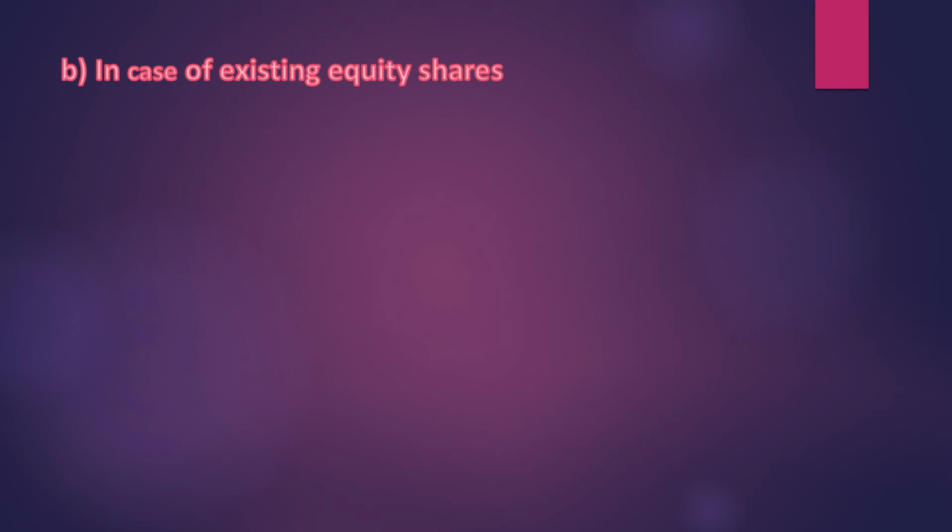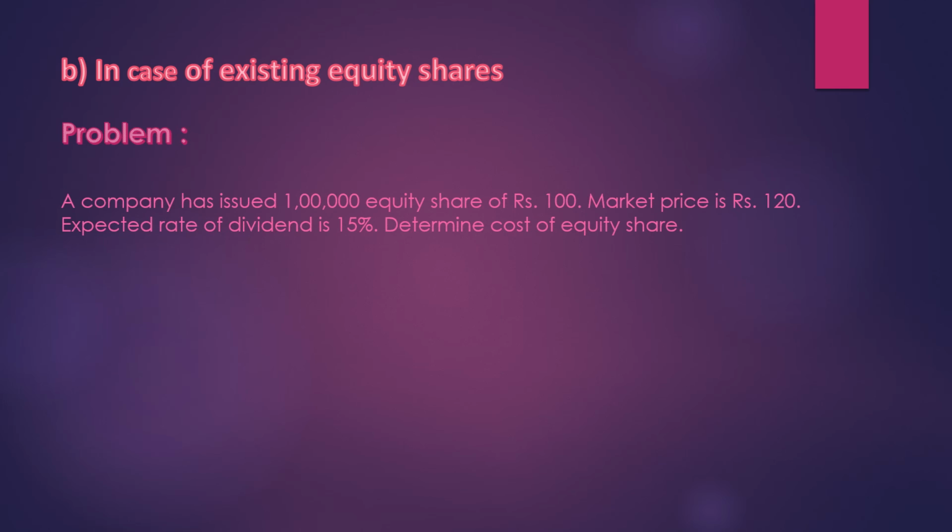Now I will discuss the next situation, in case of existing equity share, with the help of an example. A company has issued 10 lakh equity shares of rupees 100, market price is 120, expected rate of dividend is 15%. Determine the cost of equity share. Now let's see what will be the cost of equity share. First of all we will write down the formula, which is K equals D by MP.